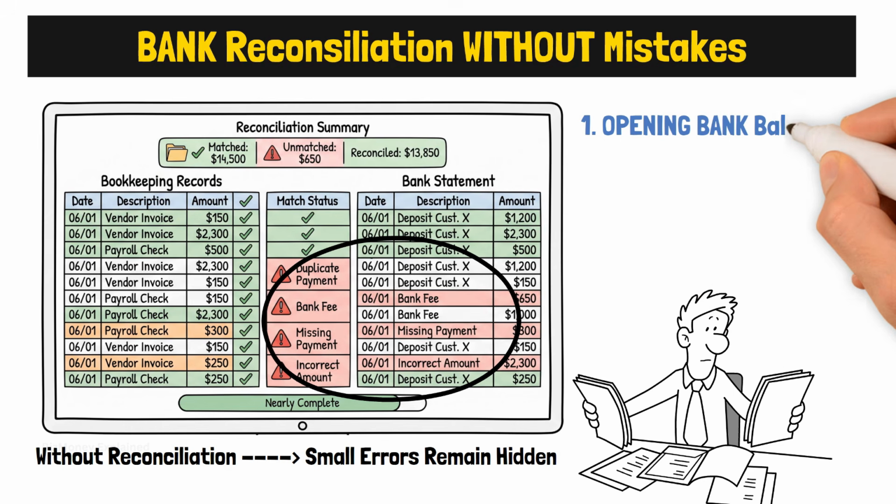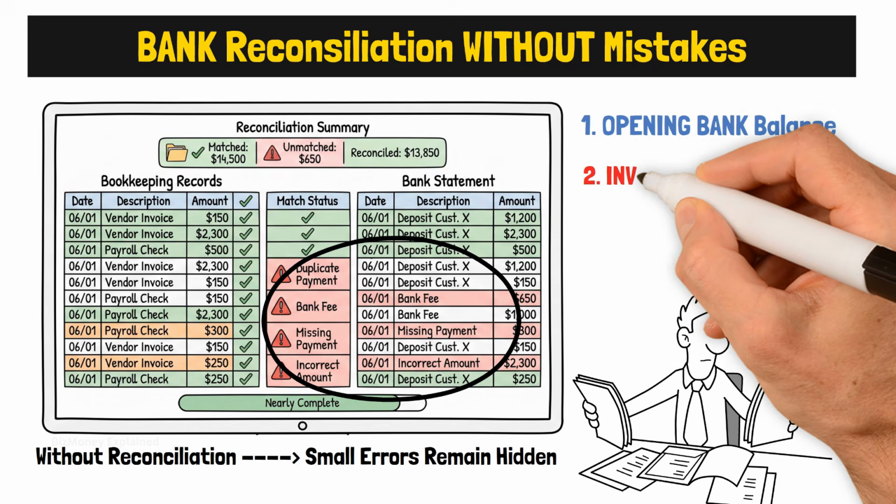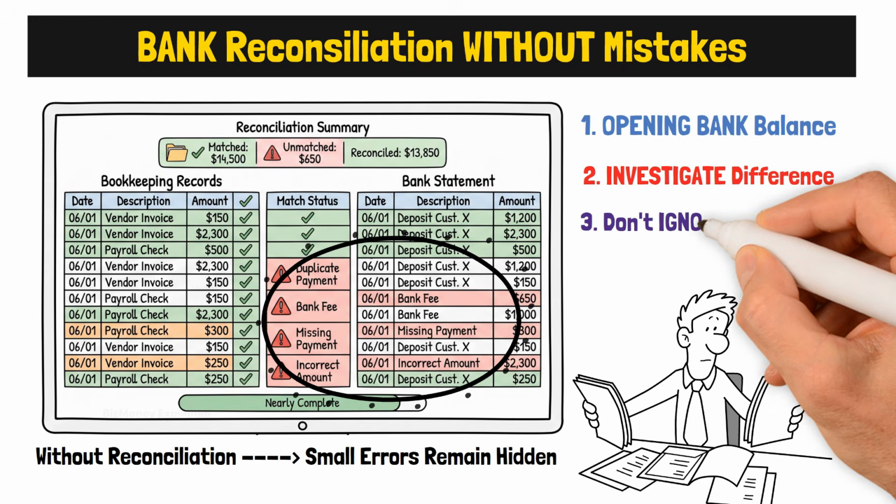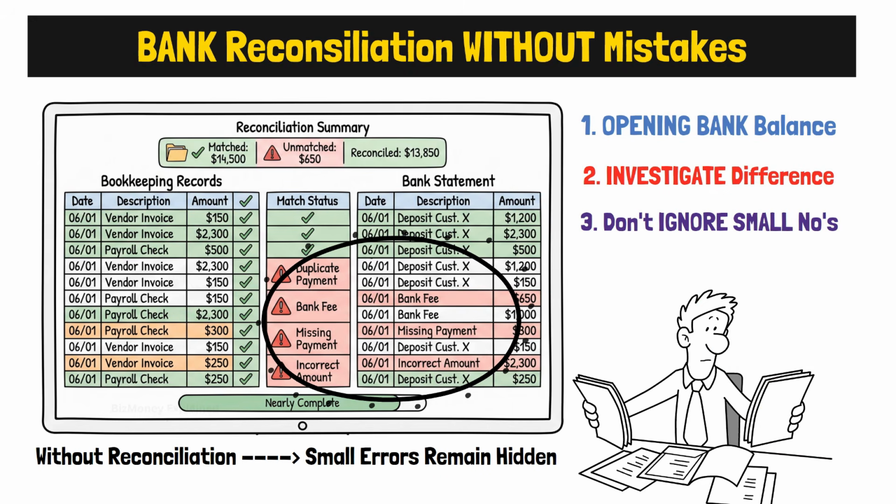Start by reviewing the opening bank balance, then compare every deposit, withdrawal, transfer, and bank charge with your bookkeeping records. If something appears on the bank statement but not in your books, investigate the difference immediately. Likewise, if a transaction exists in your records but not on the bank statement, determine whether it is still pending or was entered incorrectly. Never ignore differences simply because they seem small. Even minor discrepancies can create inaccurate financial reports over time.